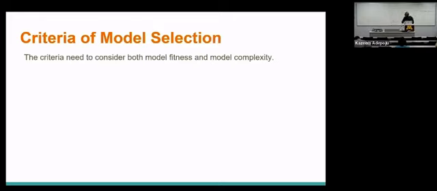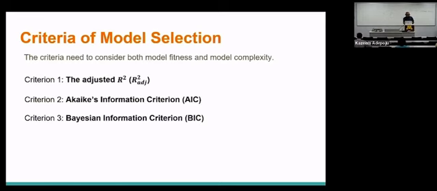Then what are the brand new criteria that we actually need? If you take a look at these three criteria now, they are good for both model fitness and model complexity. The first one is adjusted R squared. The second one is the Akaike information criterion that we call AIC. And the third one is the Bayesian information criterion that we call BIC. These are the model selection criteria we are going to use.